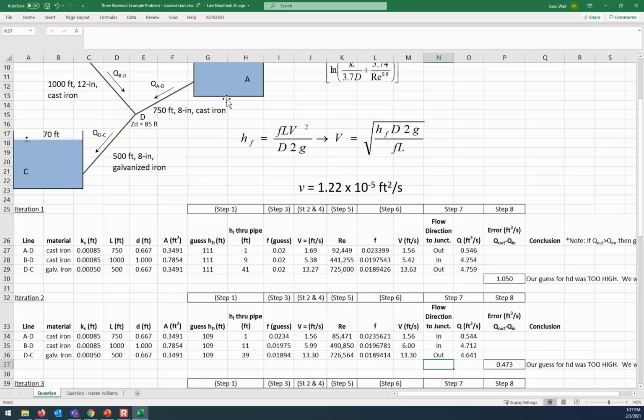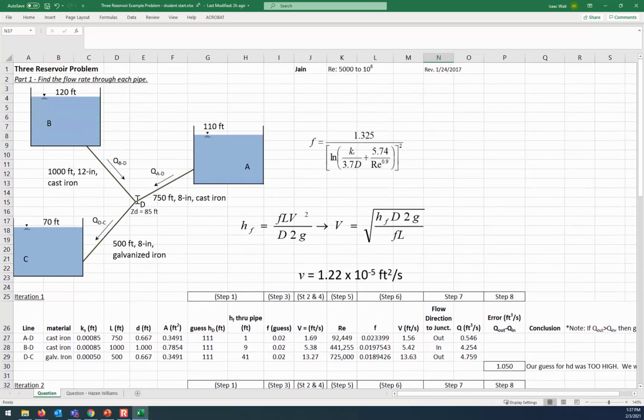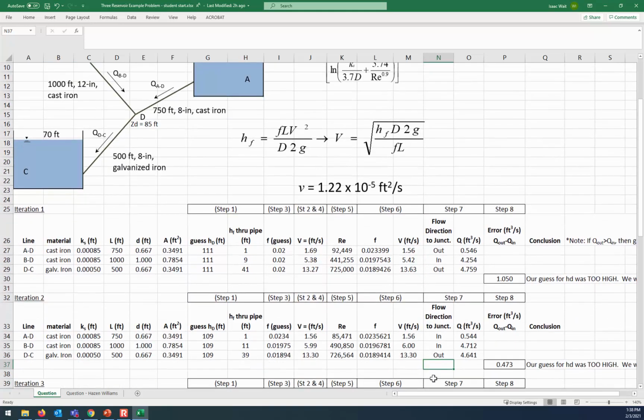And it's really critical that you understand how to label whether it's an in or an out. You just look at what's your guess for how much head there is at D, and then you compare it to the known water surface elevation for each of the three reservoirs. Okay, our flow rate is velocity times area. The interesting thing is that these flow rates aren't that much different, but the question is, are we getting closer to balance than we were before?